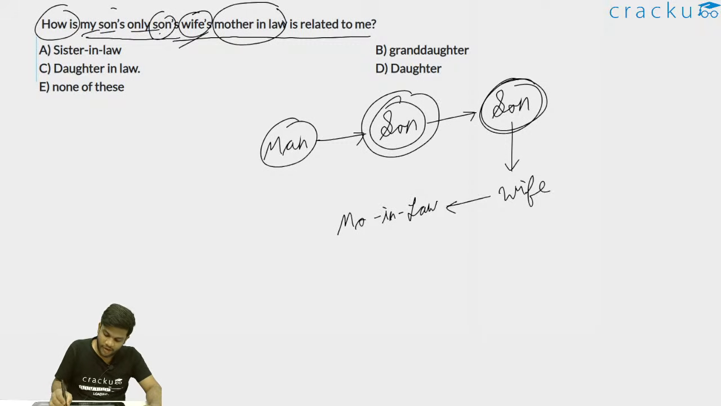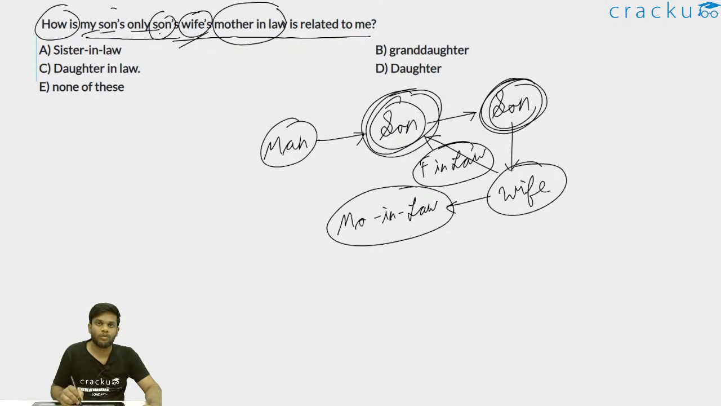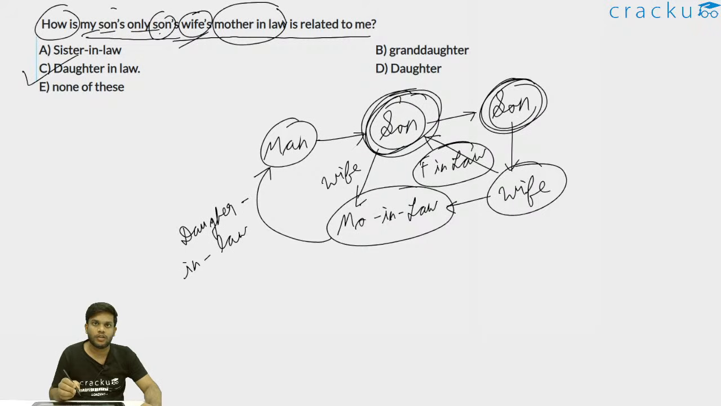Now the father of this son is the father-in-law of the wife. So the mother-in-law and father-in-law would be husband and wife. So that means she is the wife of this son. And since she is the wife of this son, she is related to this man as daughter-in-law. So this is the relation. So our answer is option number C, which is daughter-in-law.